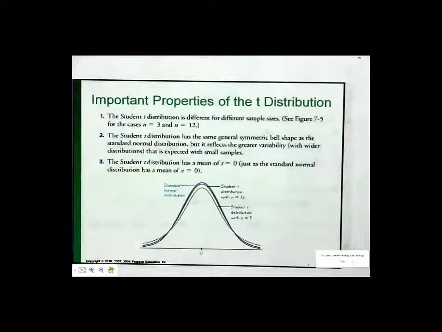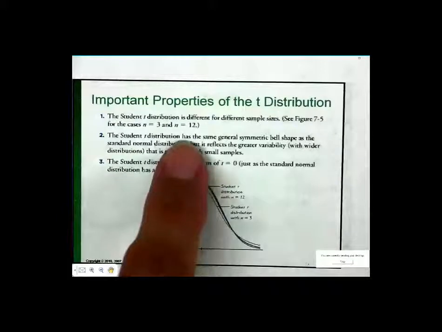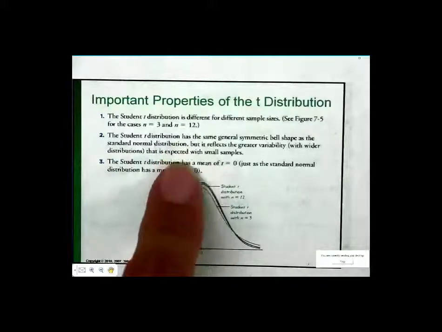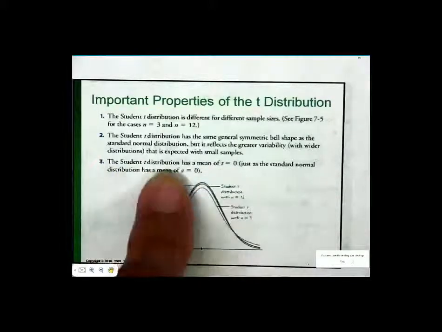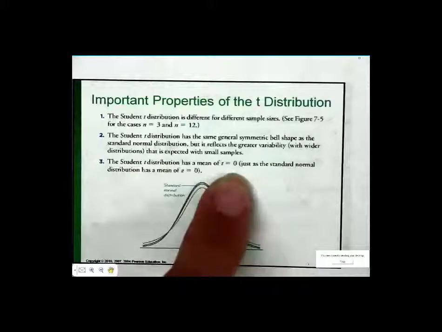The student t-distribution has the same general symmetric bell shape as the standard normal distribution, but it reflects a greater variability with wider distributions. That is expected with small samples. And the student t-distribution has a mean of t equals 0, just like the standard normal distribution has mean 0 and standard deviation of 1. The t-distribution has the mean being 0. You just call it t instead of z.